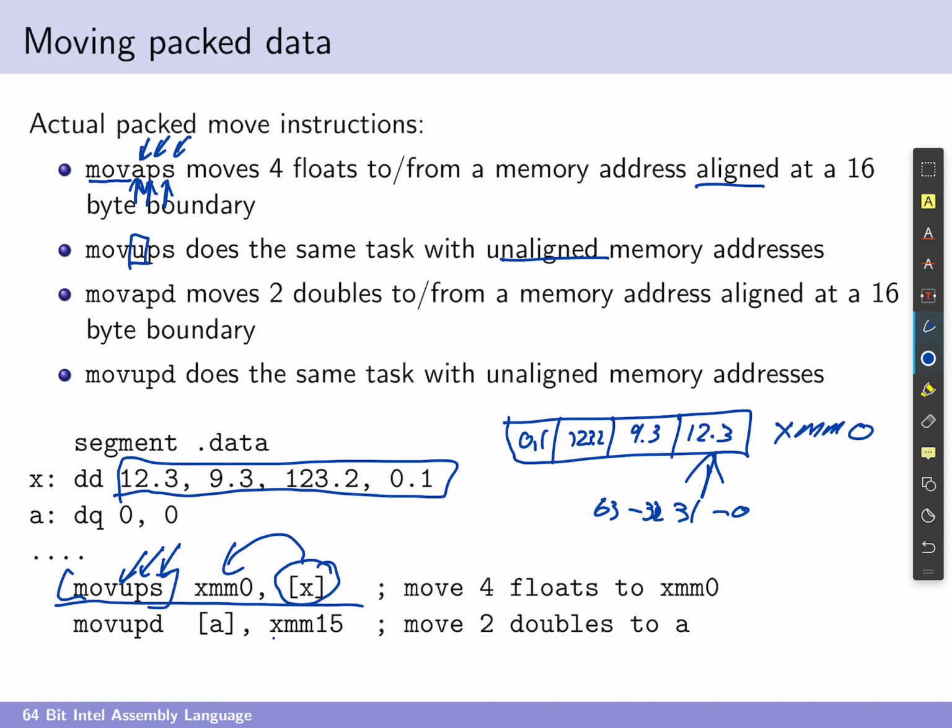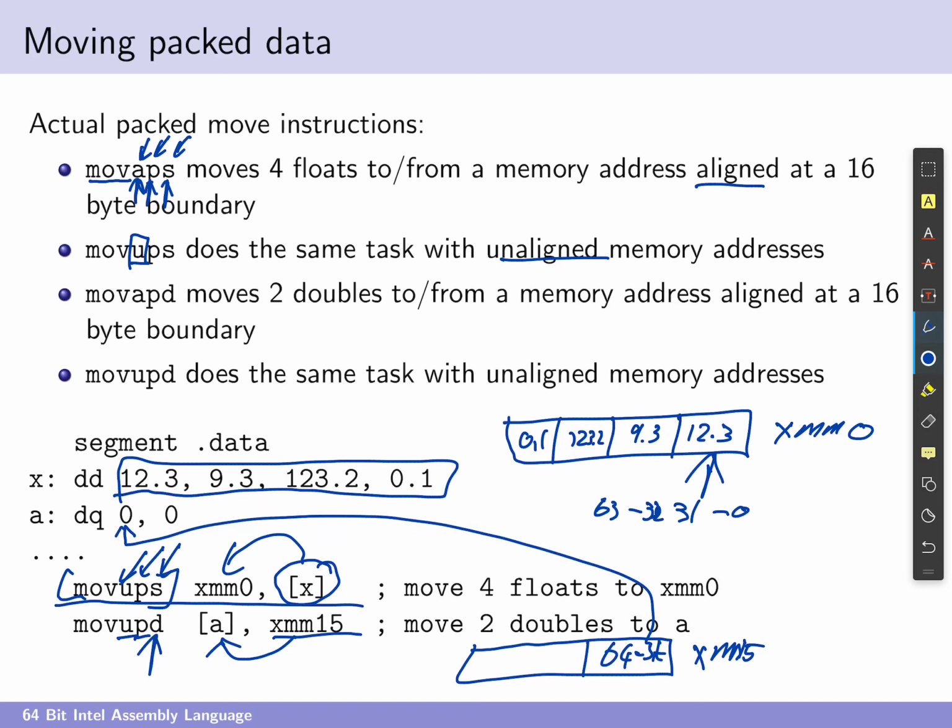If we now want to move the other direction, it's pretty much the same. Say I want to go from XMM15 into A, and I'm going to perform an unaligned move of packed data, and all the values are going to be 64 bits in size. What will end up happening is it will take my XMM15 register, the bottom 64 bits will get loaded into this location. My top 64 bits will be loaded into this location here.